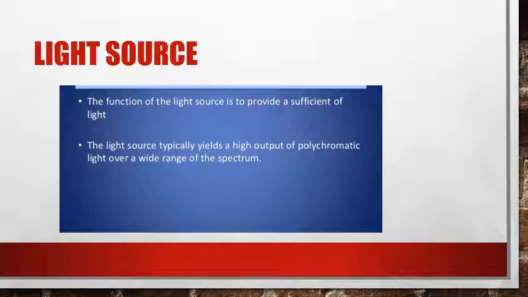The light source is the electromagnetic radiation source you should know to provide for the interaction with the matter. The function of the light source is to provide sufficient light of different wavelengths. The light source typically yields a high output of polychromatic light over a wide range of the spectrum. So it should consist of a wide range of wavelengths of the different electromagnetic radiation.